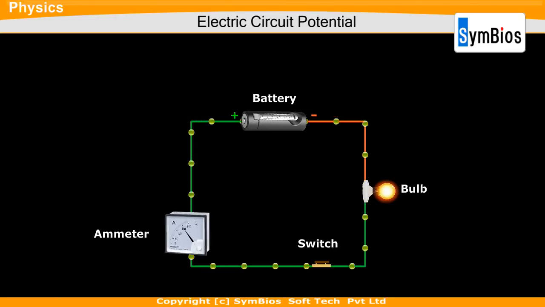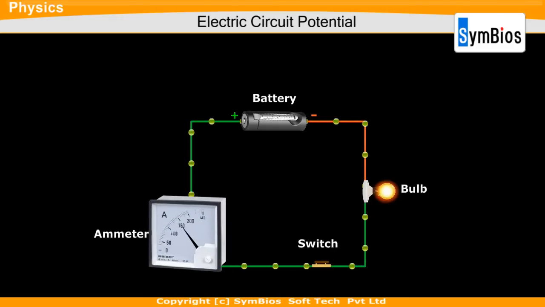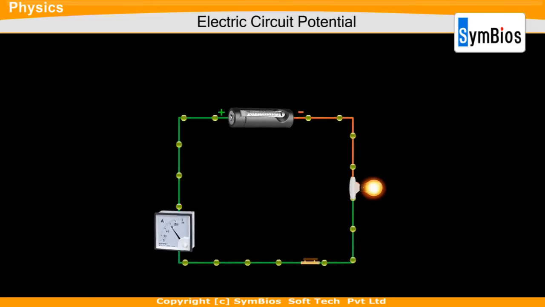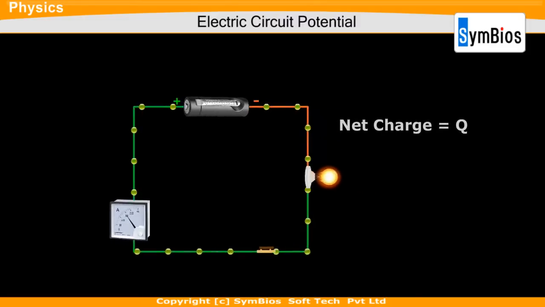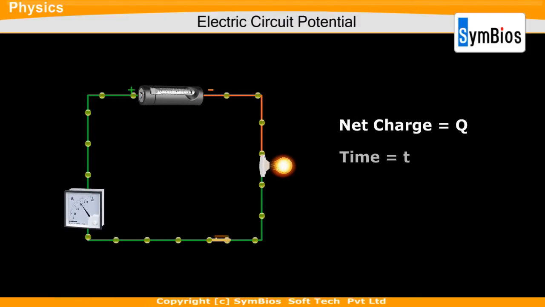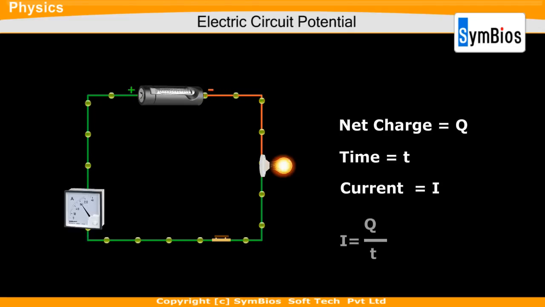We can see the deflection in the ammeter when it is connected to the circuit and the switch is closed. The electric current is expressed by the amount of charge flowing through a particular area in unit time. If a net charge Q flows across any cross-section of a conductor in time t, then the current I passed through the cross-section is I equals Q by t.